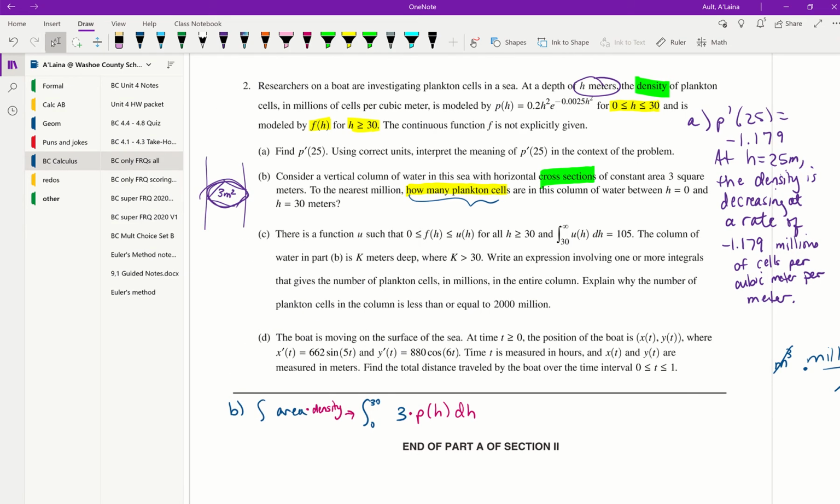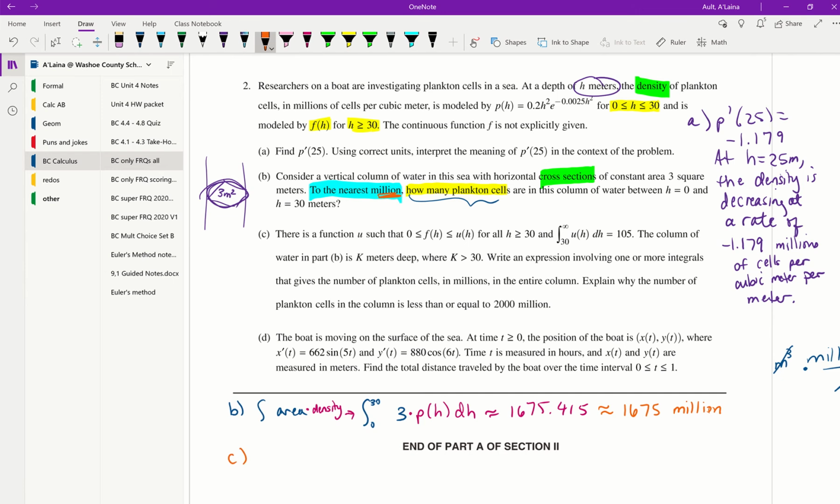So this is part B. So this is approximately 1,675.415. And they said to the nearest meter. If they tell you that, you have to round. So I'm going to round this to the nearest meter, which is 1,675. And this is to the nearest million. They're kind of giving you your units. This is how many millions of cells we have for part B.